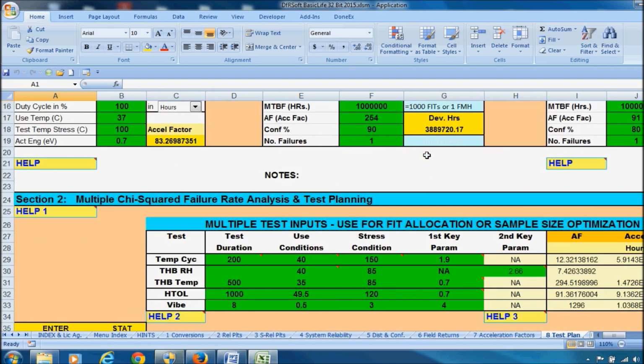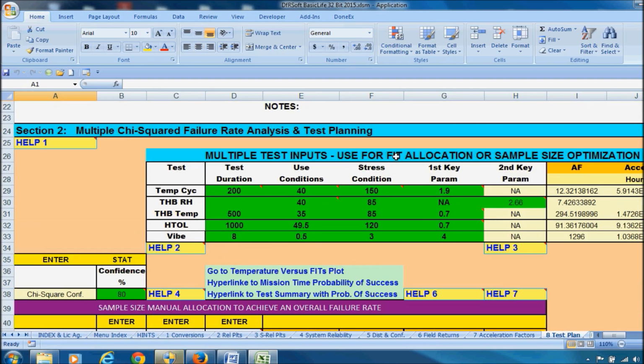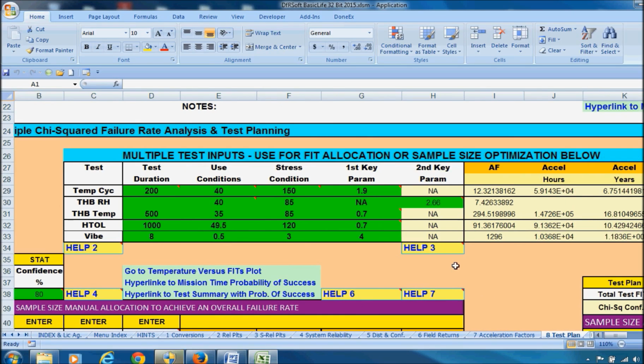Just below that is the area where you would enter your multiple chi-squared failure rate analysis test planning. And the first thing you're going to want to do is to fill out the area of the laboratory conditions for your tests. So that's in here. Remember, we've filled things in the green squares in DfRSoft. And there's lots of help, plus videos like this for this section. And so, for example, this is a compact method rather than going back and forth from the acceleration factors to the chi-squared calculators. This is all encompassed.